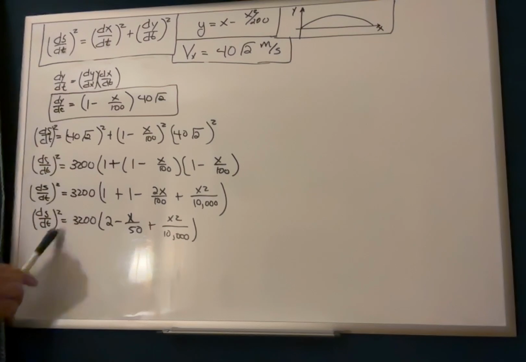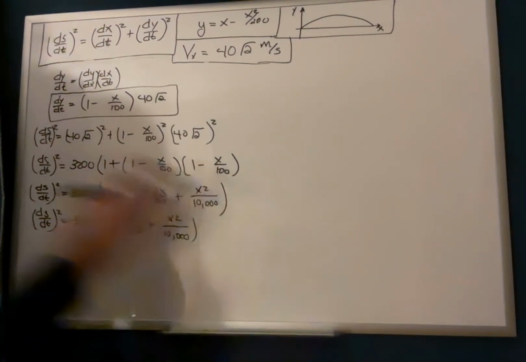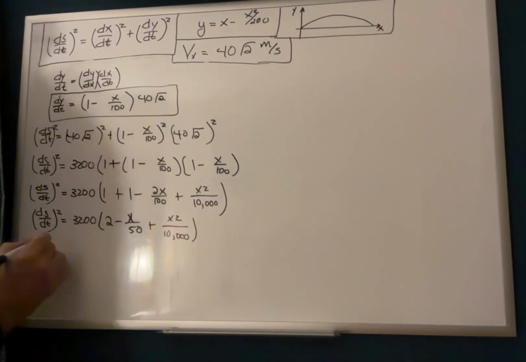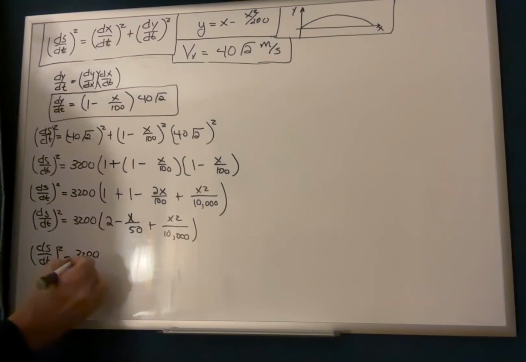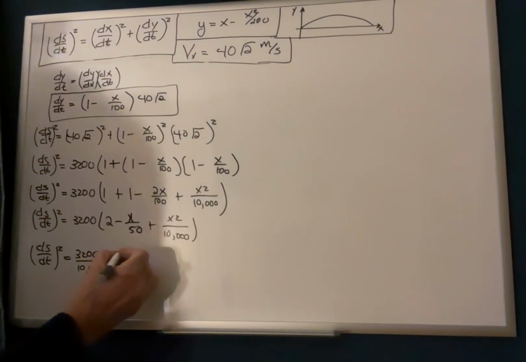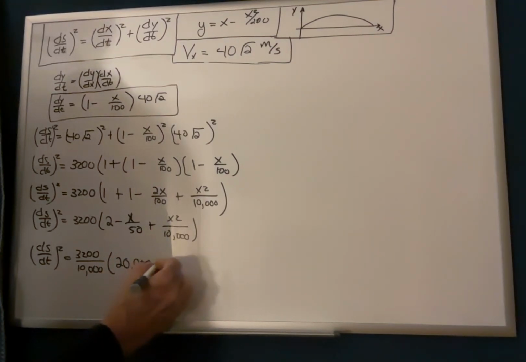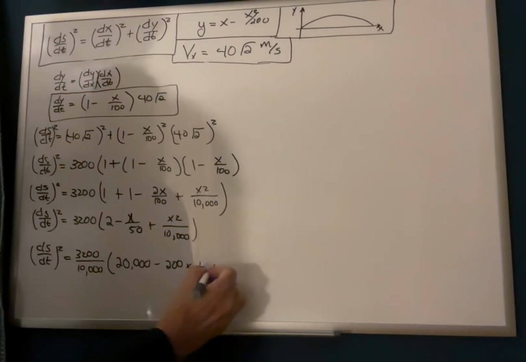All right, so we need to get rid of this 10,000 because we want the x's to be alone. So we're going to factor out a 10,000. When we factor out a 10,000, we're going to get (ds/dt) squared is equal to 3,200 divided by 10,000, times 20,000 minus 200x plus x squared.